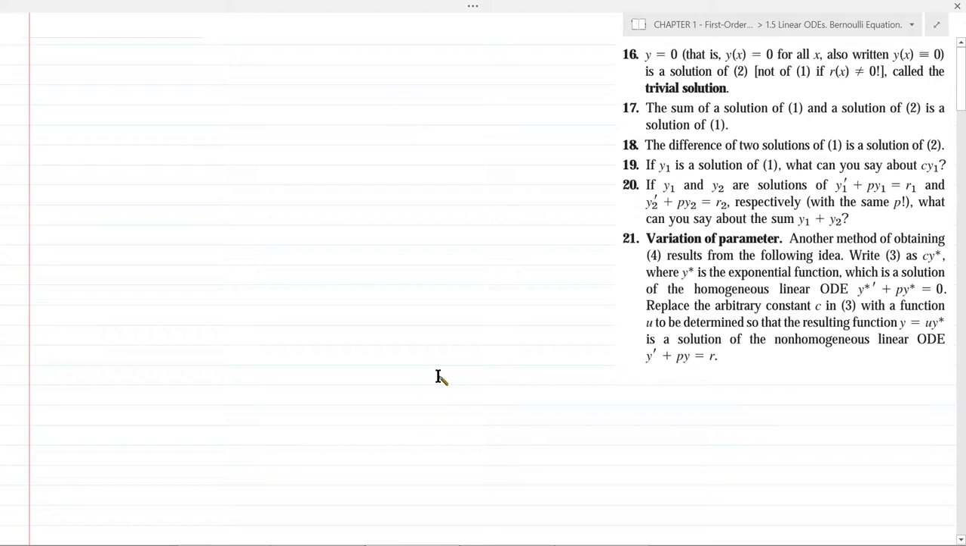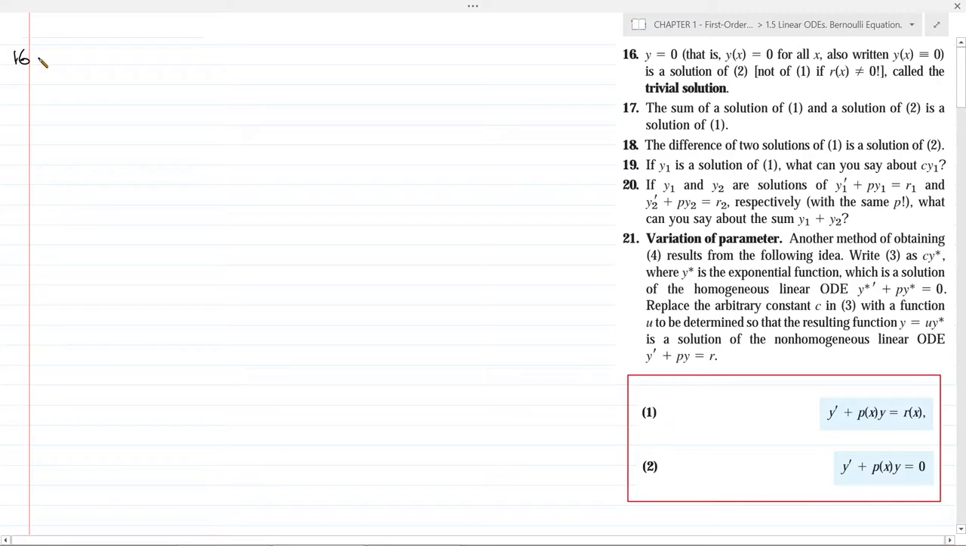For problems 16 to 20, I am only going to prove the properties analytically. You have to choose suitable equations from previously done problems and examples given in the book to illustrate these properties. Question 16. y equal to 0, that is y of x equal to 0 for all x, also written as y of x equivalent 0, is a solution of equation 2 of the book, not of equation 1 if r of x not equal to 0, and is called the trivial solution.